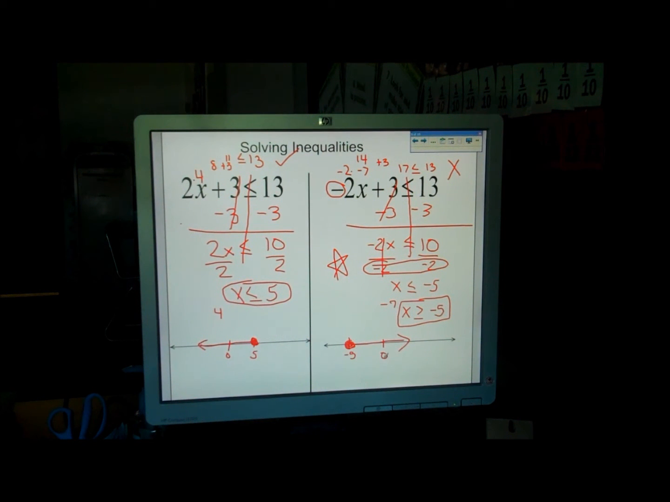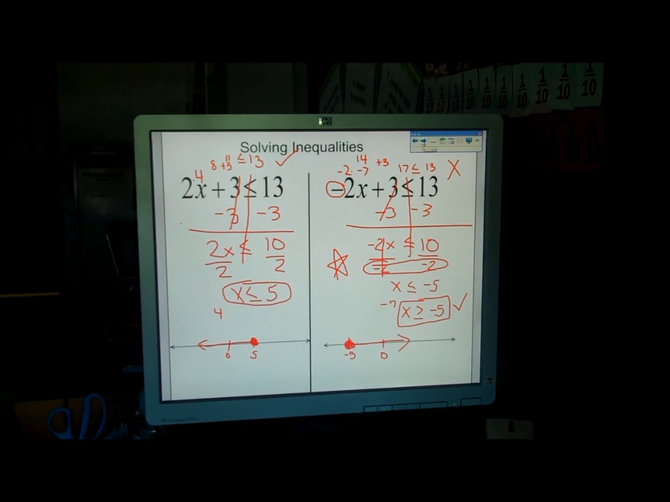An easy one to plug in is 0. -2 times 0 is 0. 0 plus 3 is 3. Is 3 less than or equal to 13? Yes. So that makes it true. Okay? Please be very careful.